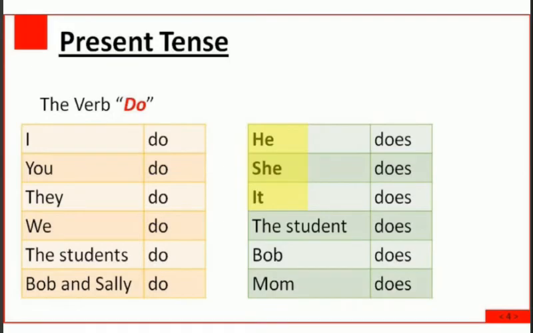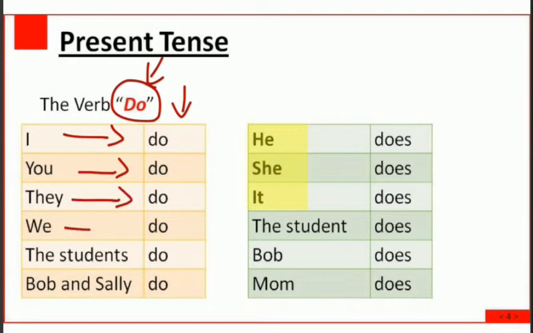Well, let's just take a few minutes and look at the present tense form of do. And I wrote on this side here, I do, you do, they do, we do, the students. There's more than one. It's plural. So I'm going to write do. The students do. Bob and Sally. That's two people. So I'm going to write Bob and Sally do.